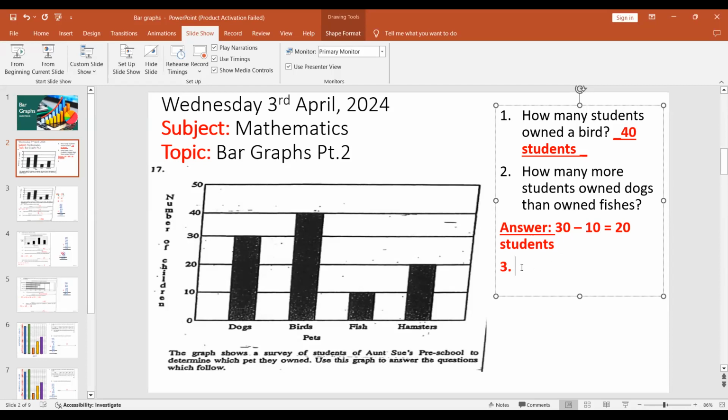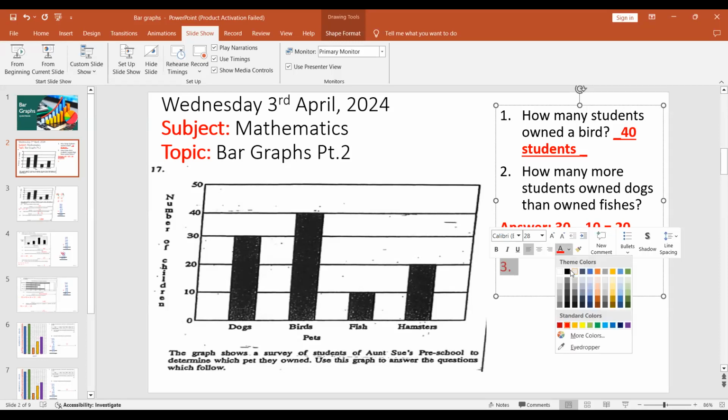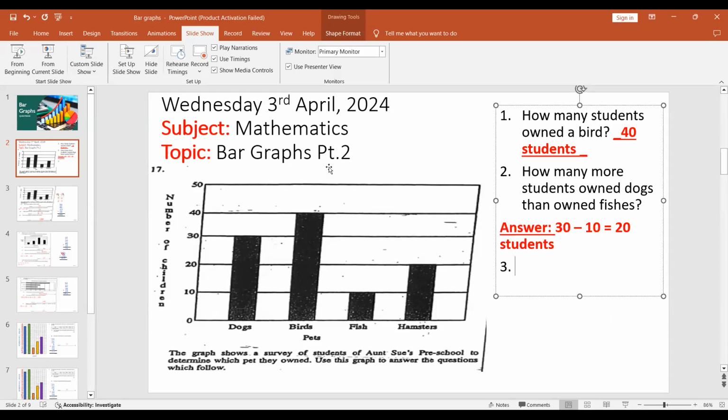All right, question number 3. Question number 3 is interesting. I like this one. It's sort of different than what we normally do, but it says write down the ratio of birds to hamsters.